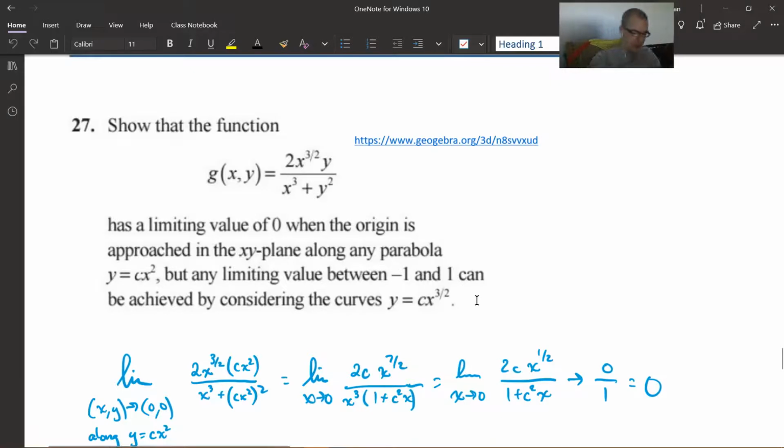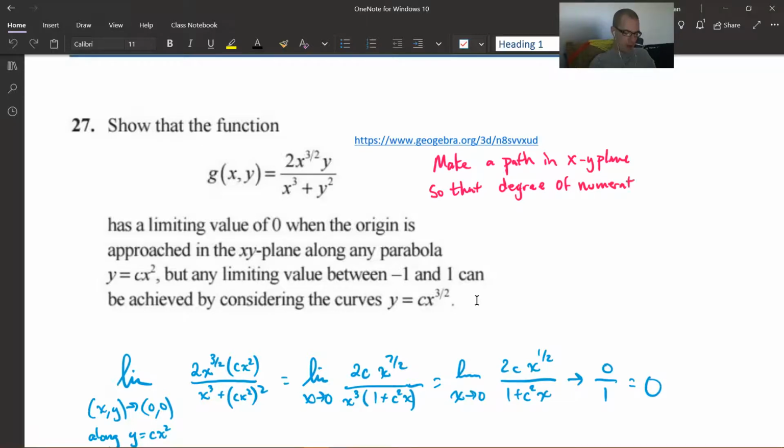What this trick could be summarized as is making a path in the xy plane so that the degree of the numerator and the degree of the denominator match.